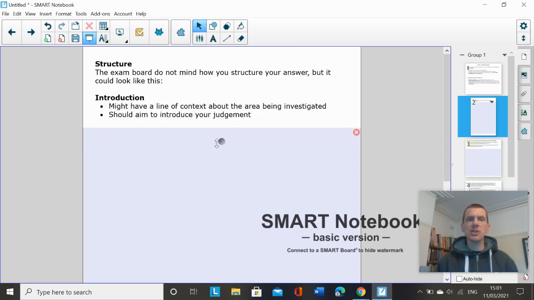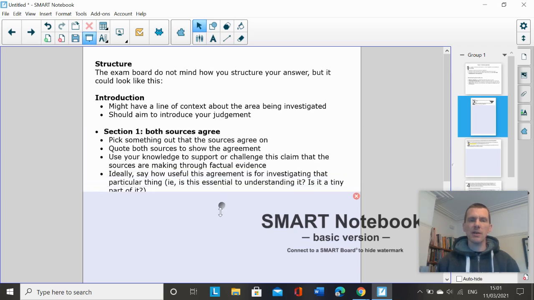So firstly, do have an introduction. It's easy to skip over that with source questions, but the introduction still provides a useful platform for explaining your answer. So you might have a line of context about the area being investigated. This immediately ticks that first box of contextual knowledge. And you should aim to introduce your judgment. You're going to try and explain why you think this through the answer. But if you can say straight away, oh, these two sources are really useful, then the rest of the answer becomes about you demonstrating that rather than leading someone to a place where they don't really know that they're going.